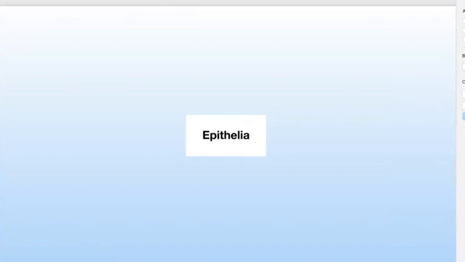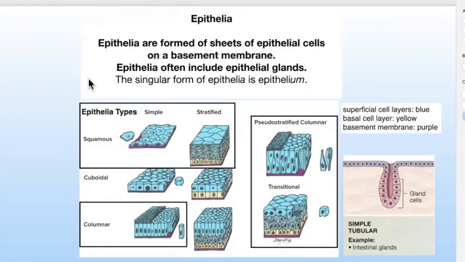Okay, epithelia. Epithelia are formed of sheets of epithelial cells on a basement membrane. Epithelia often include epithelial glands. Epithelia is the plural form of epithelium, and I will try to keep the two words straight throughout the lecture.